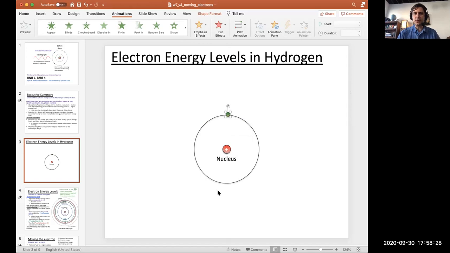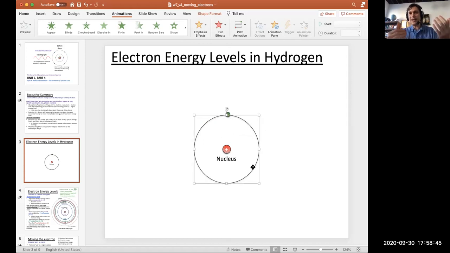And the electron can orbit around the nucleus, and it's a certain distance away. The positive and negative are trying to pull each other together, so it needs to maintain a certain amount of energy to keep that distance. That electron has a certain amount of energy for this first energy level.